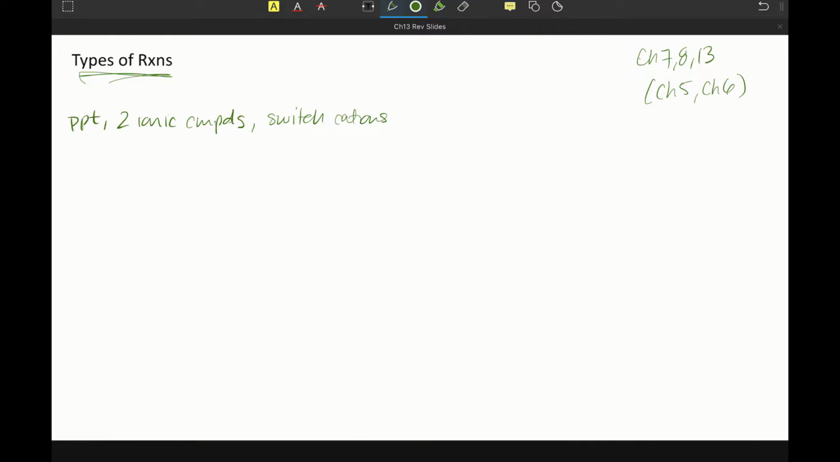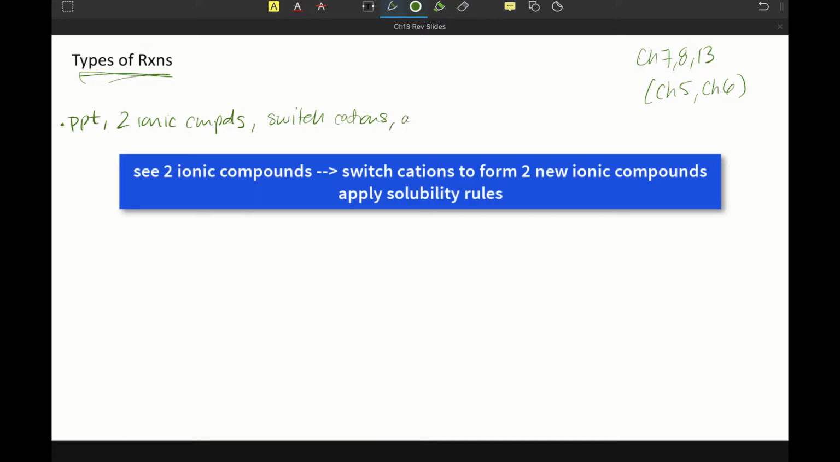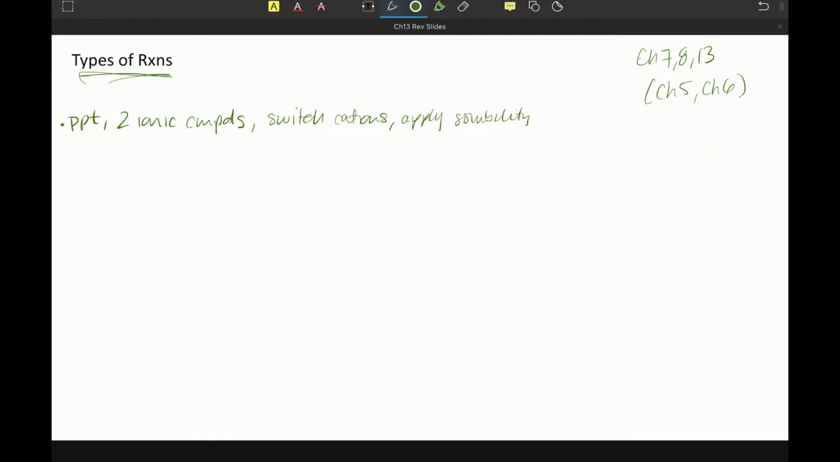So anyway, precipitation, that's going to be two ionic compounds. We will switch the cations, and then we're going to apply our solubility rules. And that's going to be another big thing. We have to make sure we know those, right?